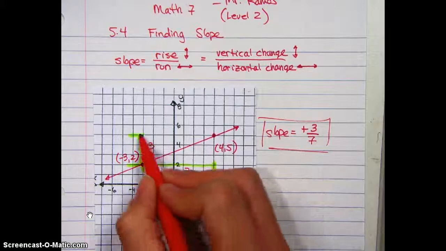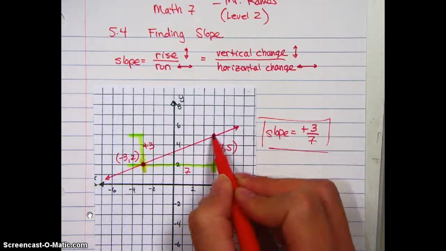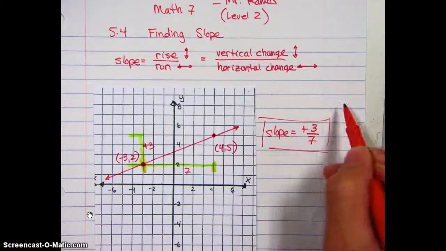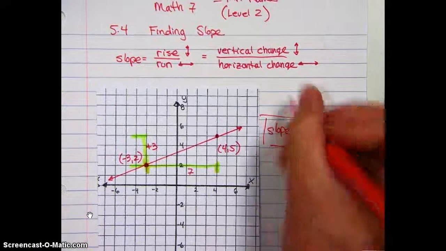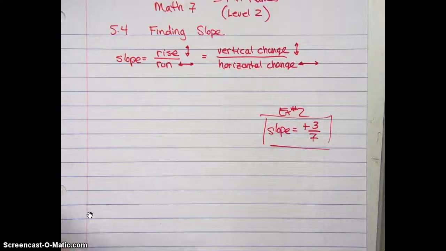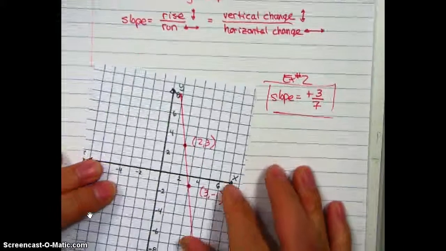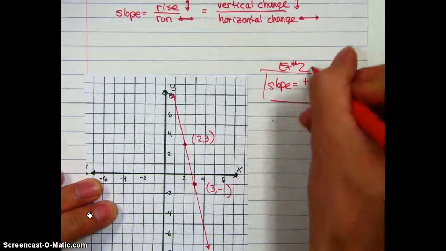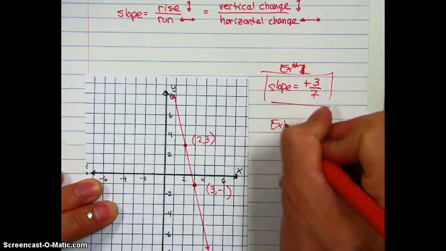So it goes up 3 over 7, I'm on that line again. Up 3 again over 7, I'll be on that line again. I'll continue on forever. Okay, so there's that example, example 1. Let me show you another example. What about this line here? Scoot it down a little bit. Once again, I'm looking for my slope. That's example 1. Example 2.